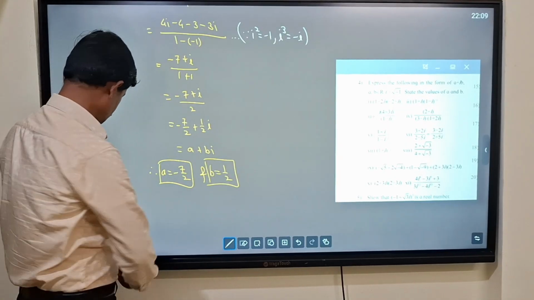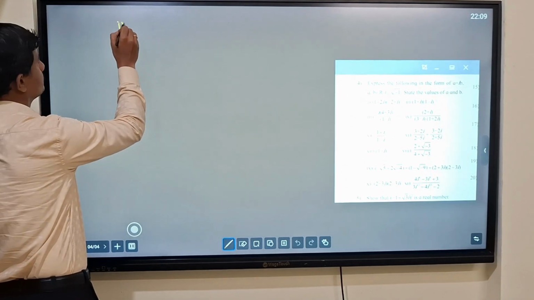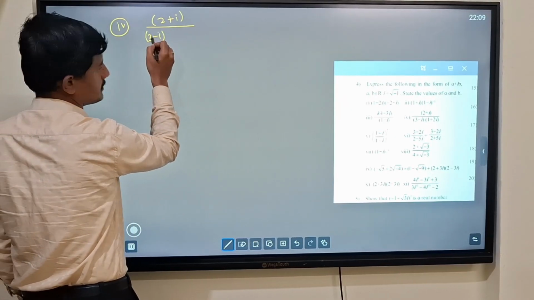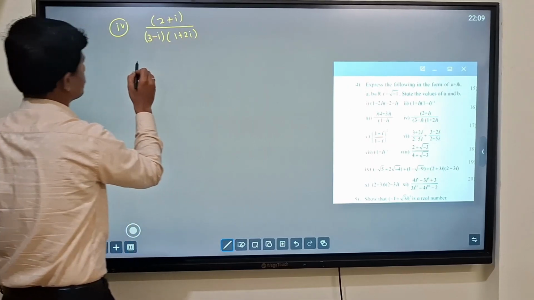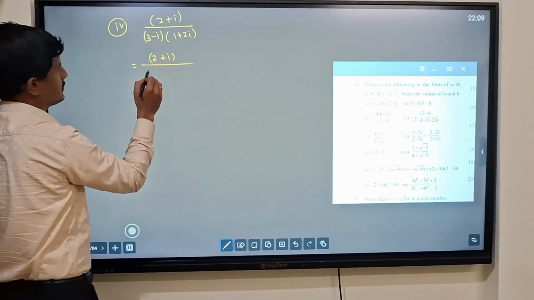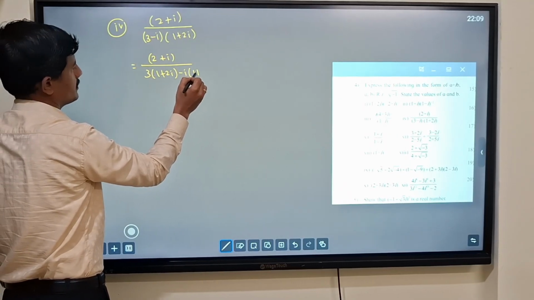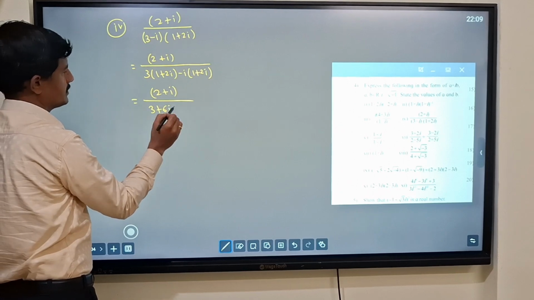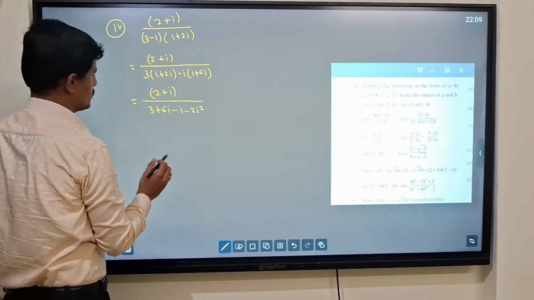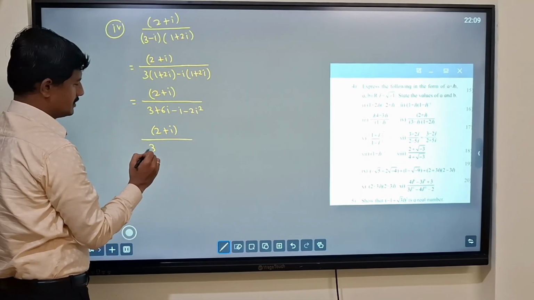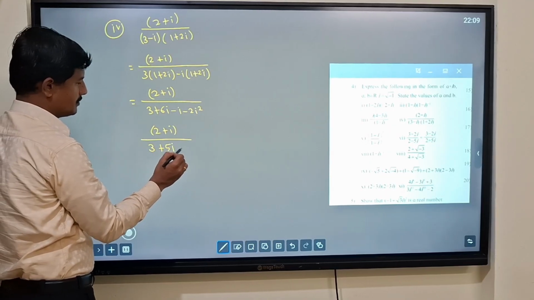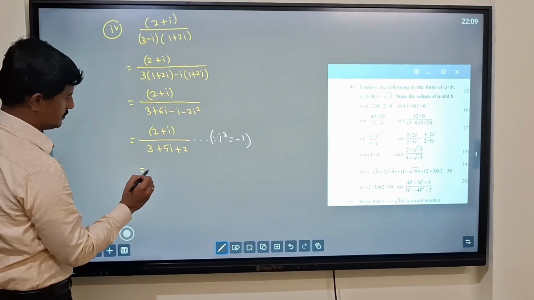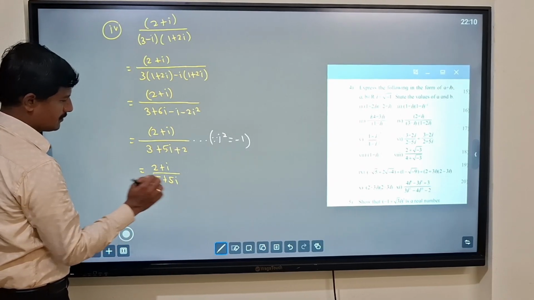Now next, fourth one is (2 plus i) upon (3 minus i)(1 plus 2i). So this is 2 plus i. Multiply this, 3 into 1 plus 2i minus i into 1 plus 2i. This was 2 plus i upon 3 plus 6i minus i minus 2i square. So this becomes 2 plus i upon 3 plus 6 minus 1, 5i plus 2. Reason: i square is minus 1. So this becomes 2 plus i upon 5 plus 5i.